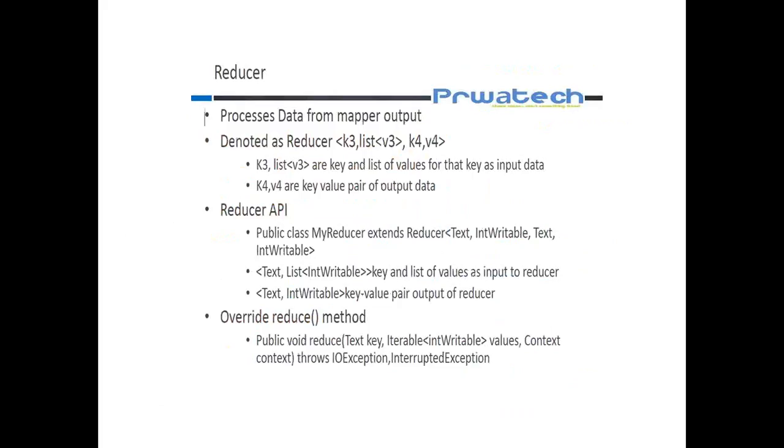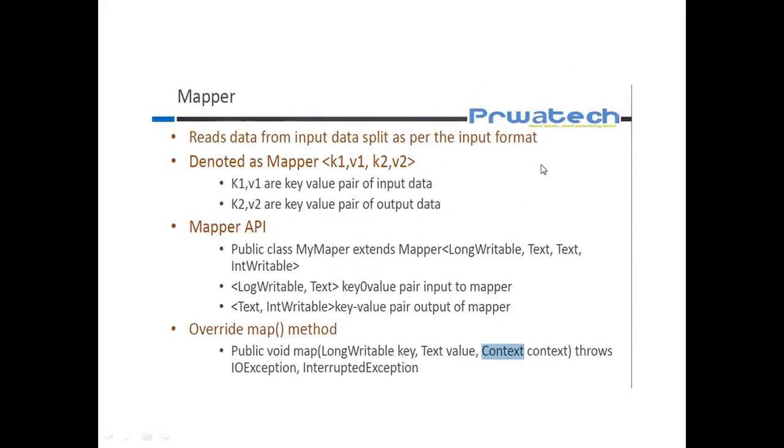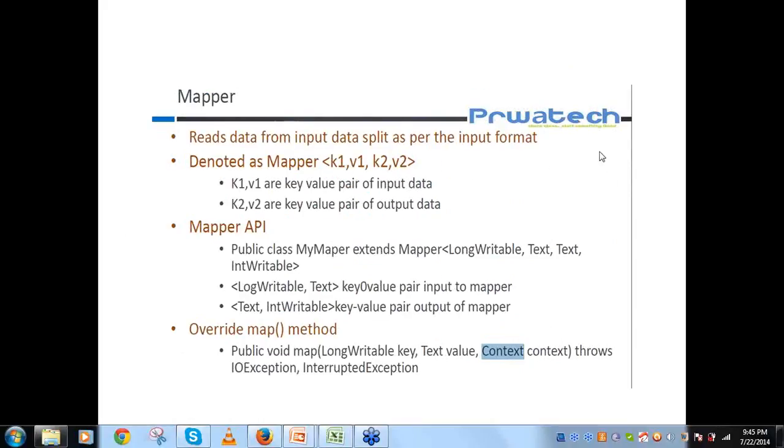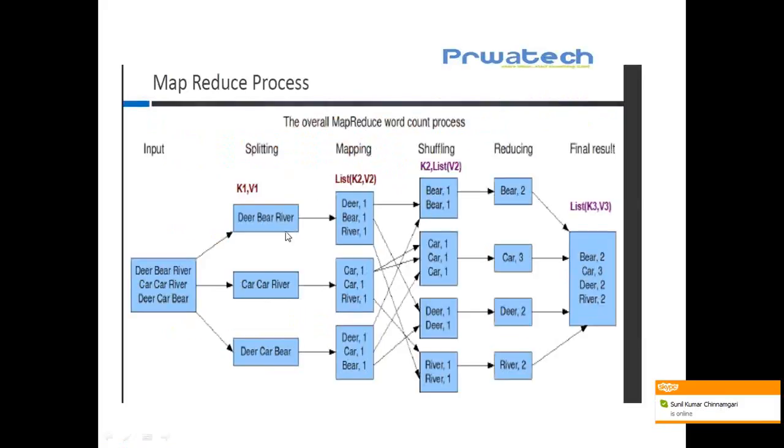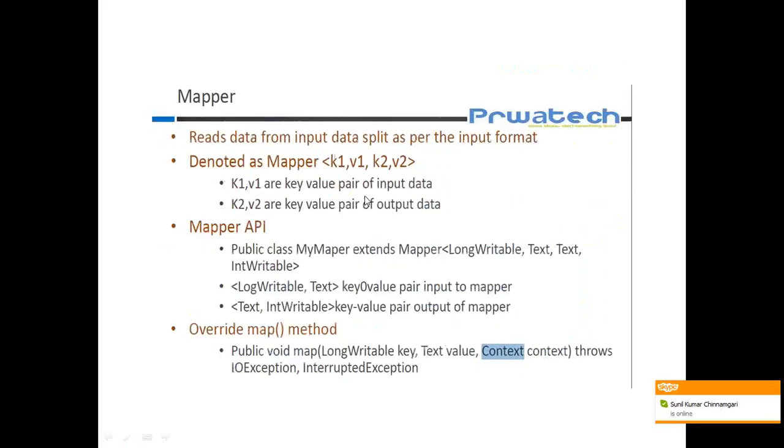Now this is your mapper. We talk about the mapper and the reducer classes. Just take a look, and then we'll move to the coding part. It reads data from the input data split as per the input format. This is your K1 V1 and K2 V2. K1 V1 is the input given to the mapper, and K2 V2 is the output given by the mapper. K1 V1 is the input and K2 V2 is the output.